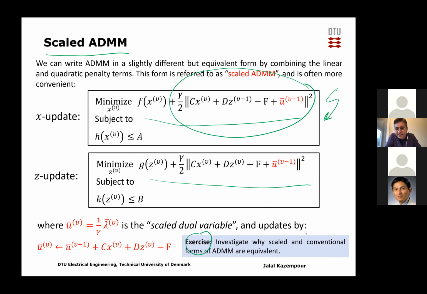Rafa said, I didn't get the advantage of using the scaled ADMM rather than the conventional one. There is no mathematical advantage. Just notationally, it's easier. It's more compact. So there is no computational advantage. It's just a notational advantage. So I put it here just to tell you that if you see ADMM in papers like this, it's our ADMM just in a reformulated way. It's equivalent. Clear? Good.